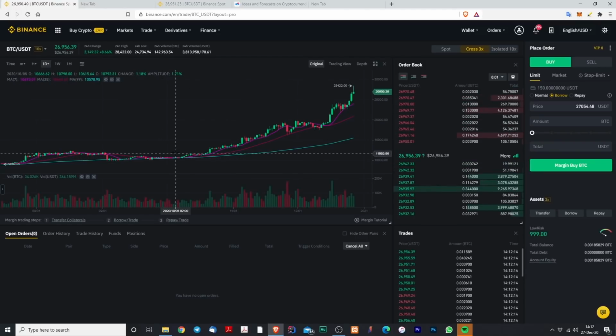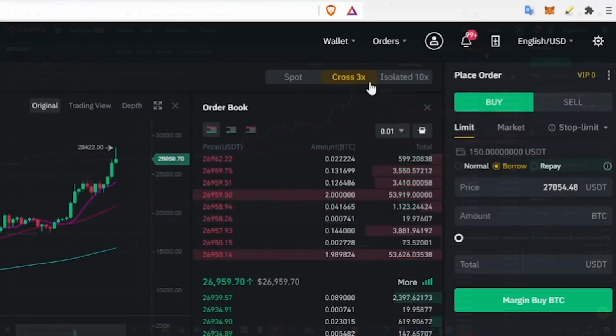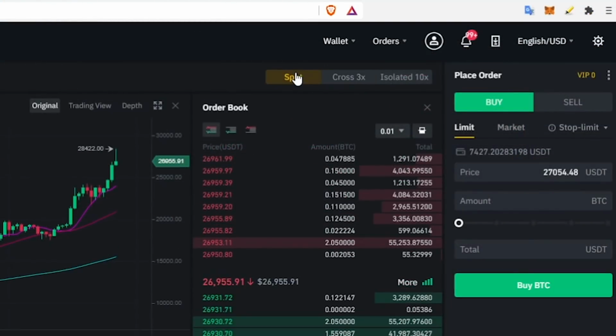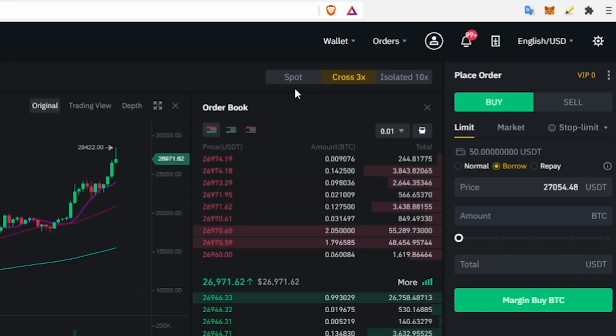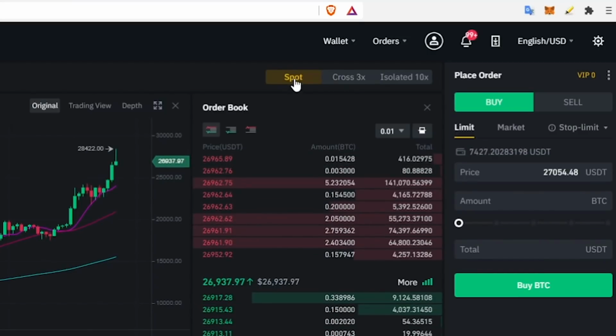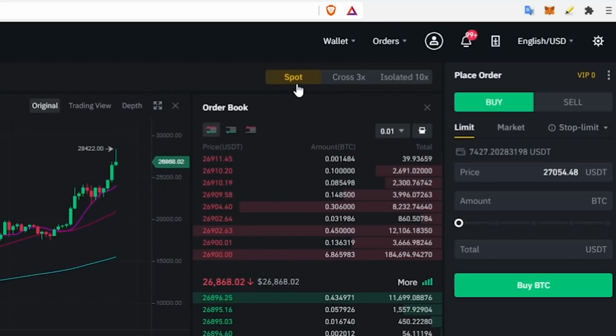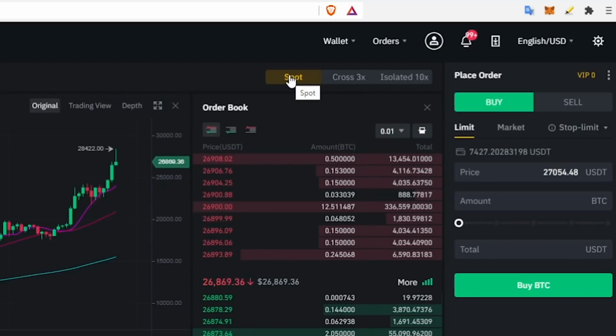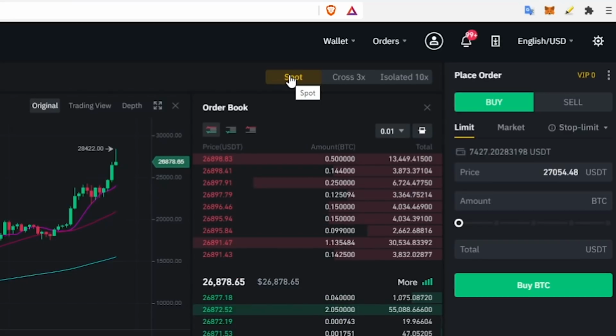So now we are in our trading desk, guys. You can see right now it's by default on cross. We want to click on spot, right? It was on cross 3x. This is margin. I want it to be at spot. So you always want to check this, making sure that it's at spot by default if spot trading is what you're trying to do. All right.